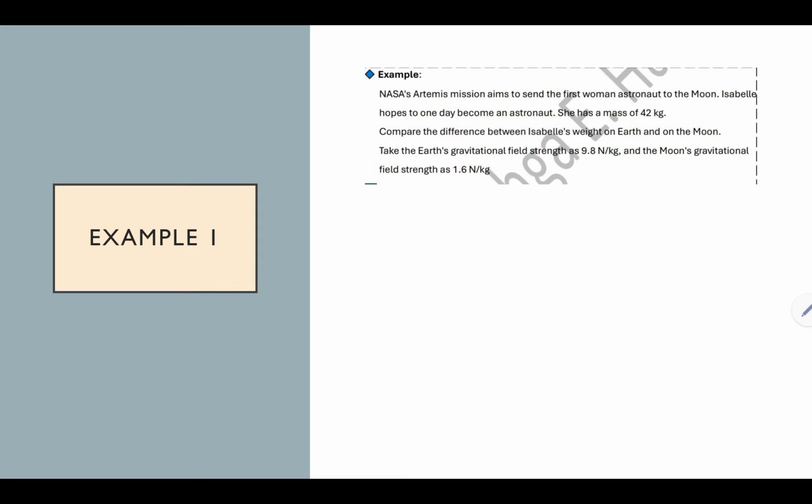Now that we have the mass, that does not change whether she's on any planet, so we can use the same mass to compare Earth with the Moon. Knowing that the gravitational field strength on Earth is 9.8, we can easily get the weight by multiplying mass of 42 times gravitational field strength of 9.8 to get the weight. And on the Moon, we'll do the same thing, multiply the mass of 42 by the gravitational field strength on the Moon of 1.6 to get the weight.